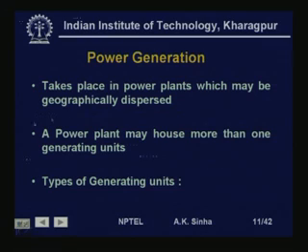So, power plants are geographically dispersed. A power plant may house more than one generating unit. Most of the power plants have more than one generating unit. That is, super thermal power plants, which are generally 1000 megawatt or more capacity, may have 4 or 5 units in one plant. So, there are different numbers of units in different plants.